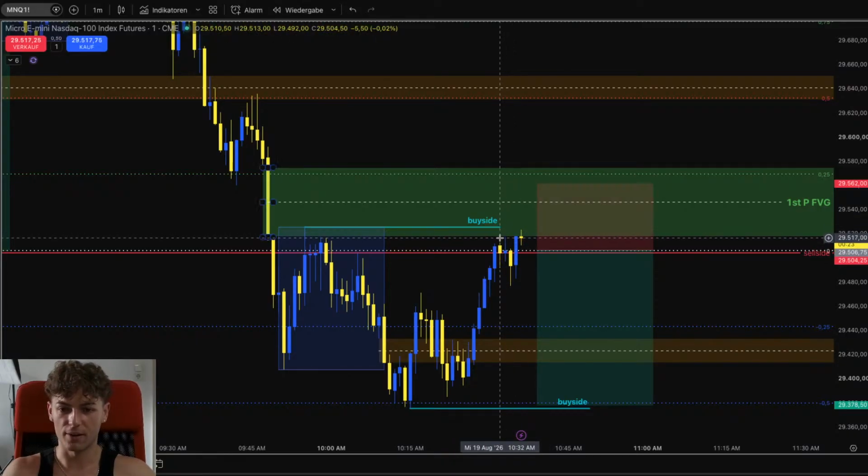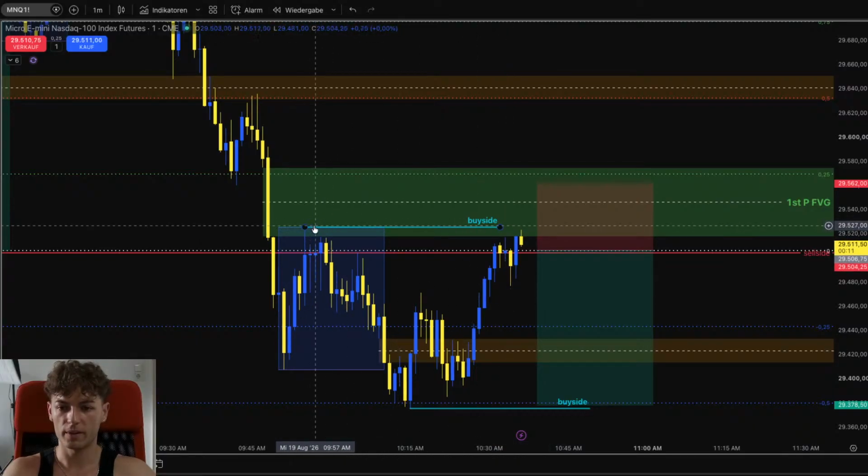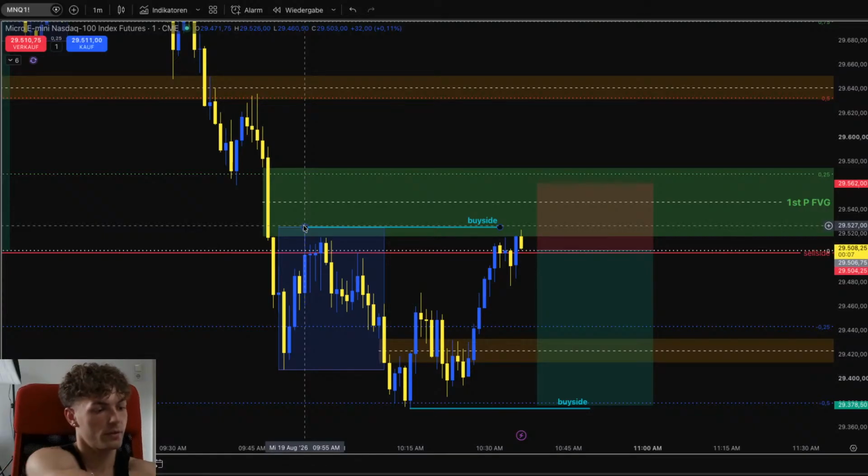So this is enough. It actually doesn't need to take out buy side, but since buy side is in close proximity to it, and always I want to see some kind of liquidity pool taken before I take a trade. So I'm waiting for this buy side to be traded up into.